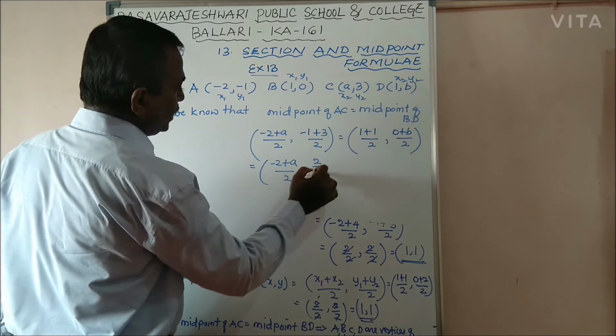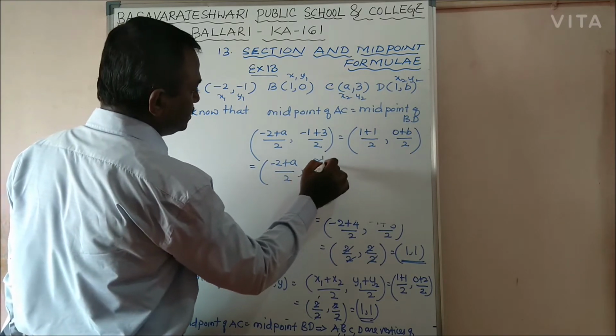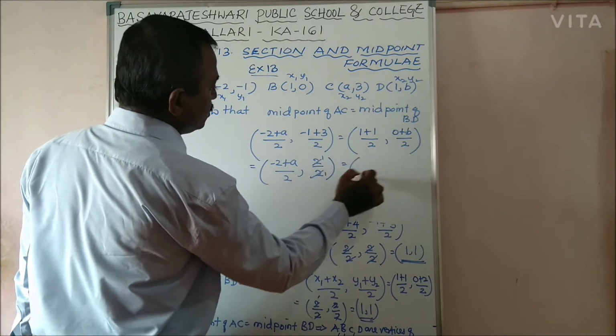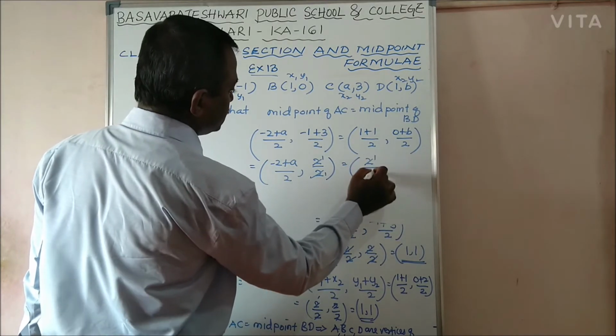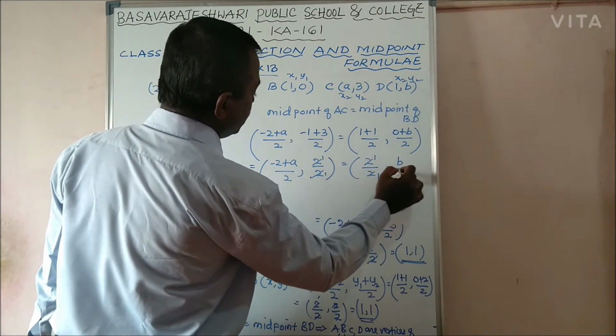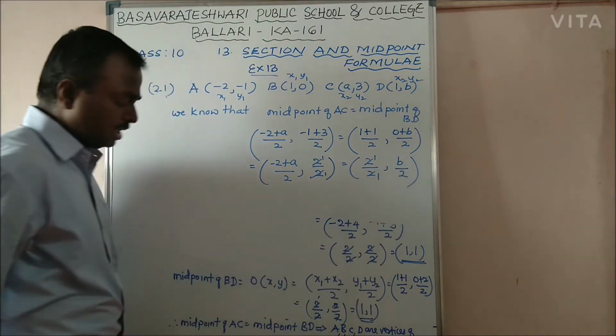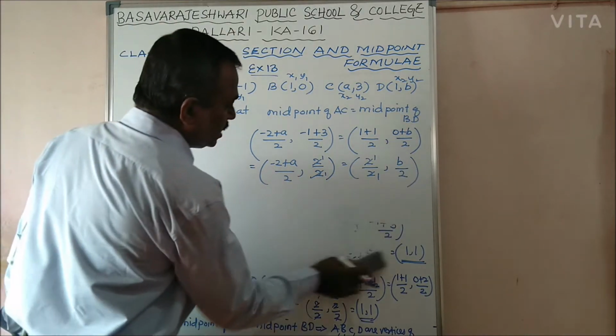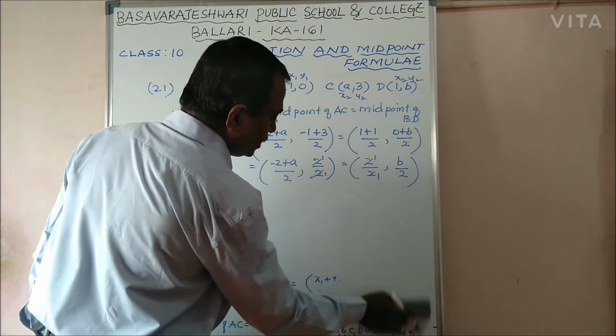So (-2 plus a) by 2, and this is 2 by 2. The 2s cancel. Here also, this is b by 2. Now we have to equate.